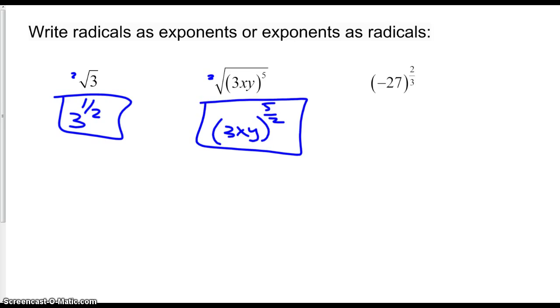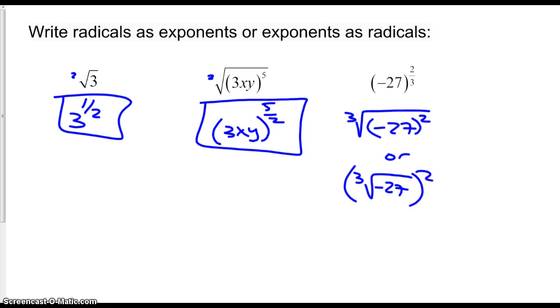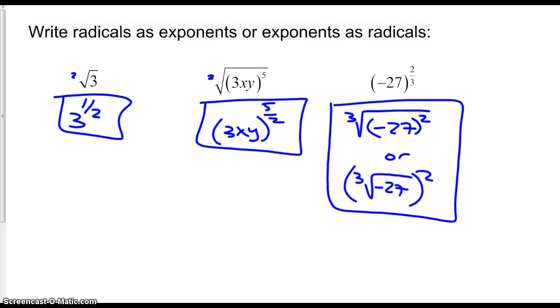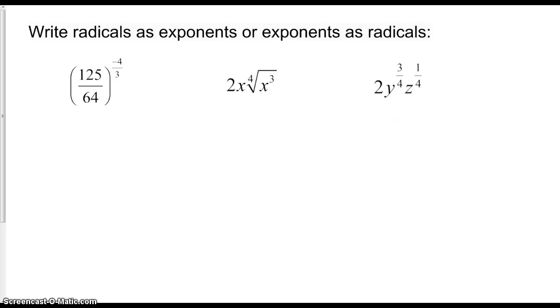Going the other direction, you have a negative 27, and you can either think of that as squaring it first and then taking the cube root, or you can think of it as taking the cube root of negative 27 and then squaring that result. Either one of those is correct. So those are two ways to write the answer here. Okay, another one. Pause the video, try all three, unpause it.